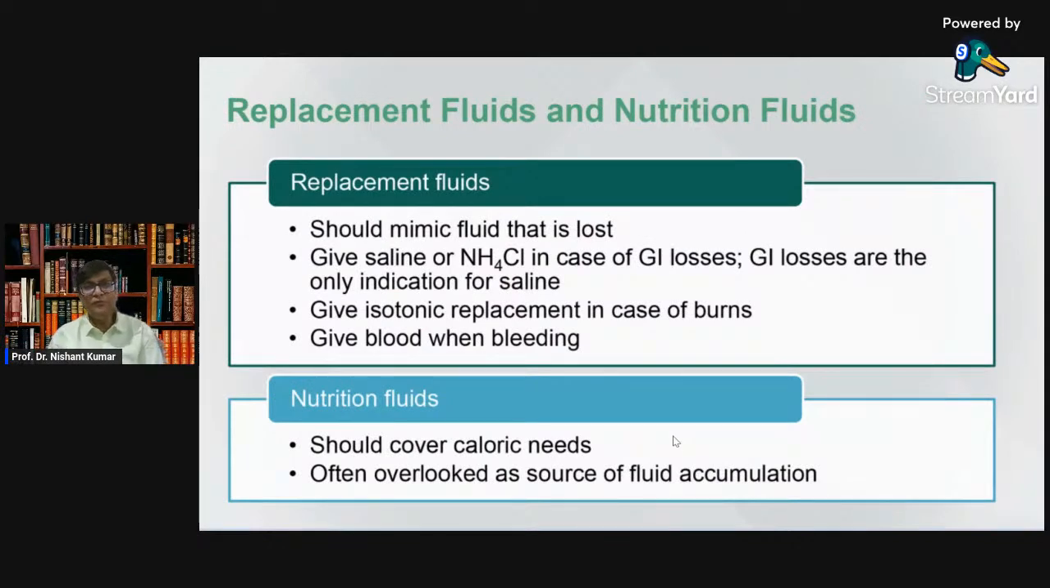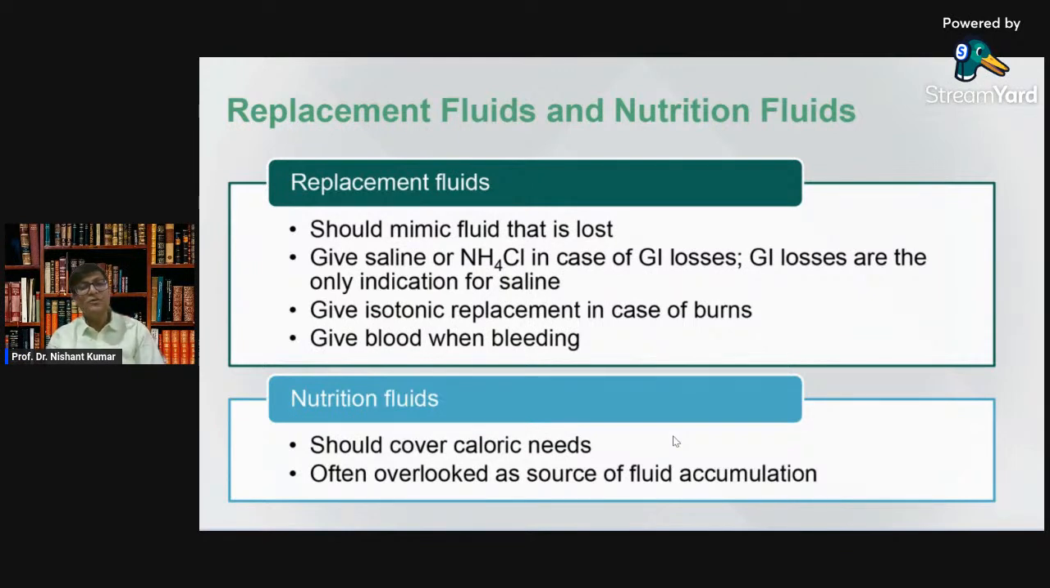The replacement fluids and nutrition fluids. Replacement fluid should mimic the fluid that is lost. For example, give saline or ammonium chloride in cases of GI losses. Now, GI losses are the only indication for saline. You have to give isotonic replacement in case of burns, and you have to give blood when the patient is obviously bleeding, or component therapy in cases of coagulation disorders.